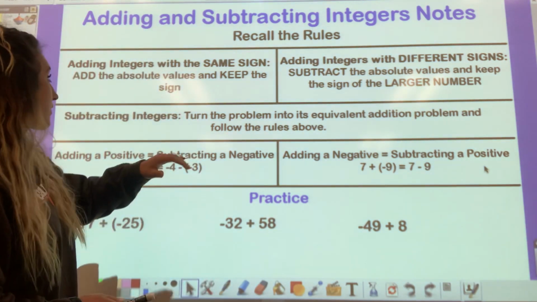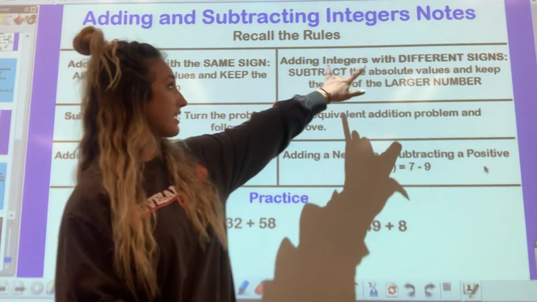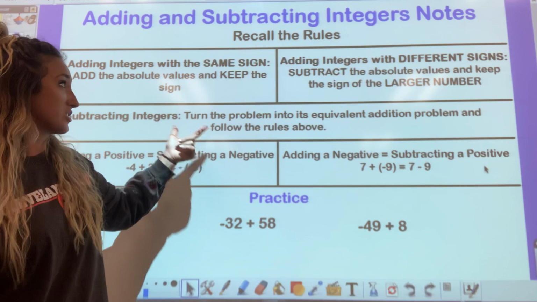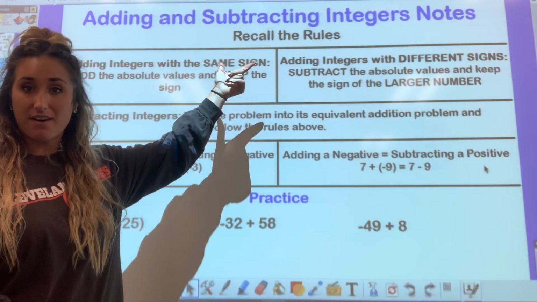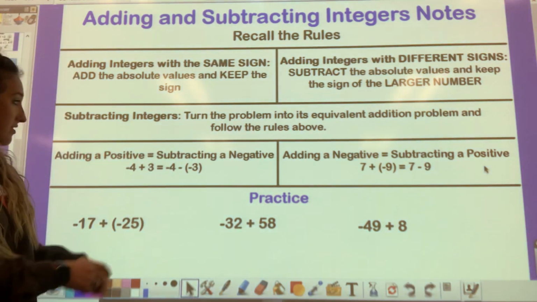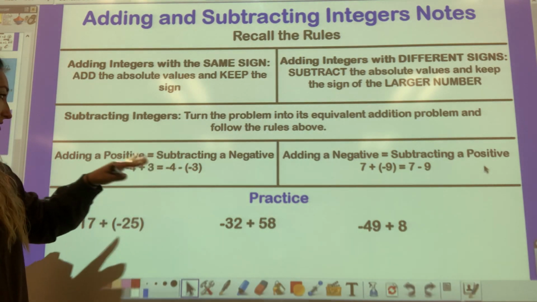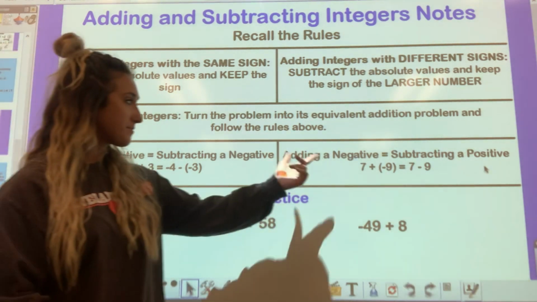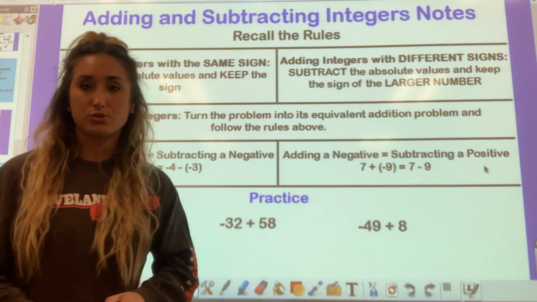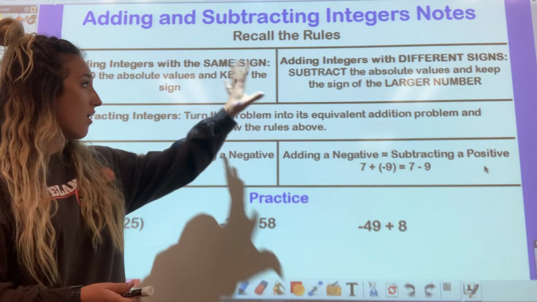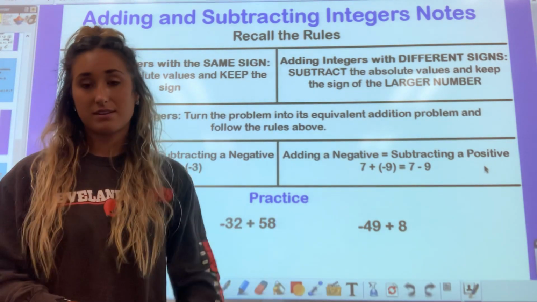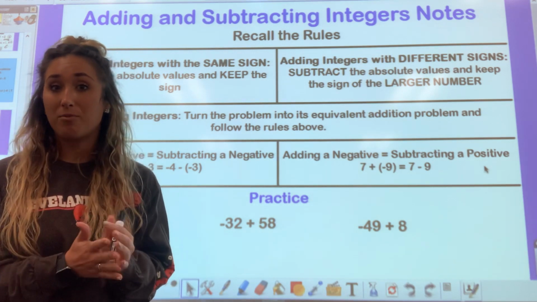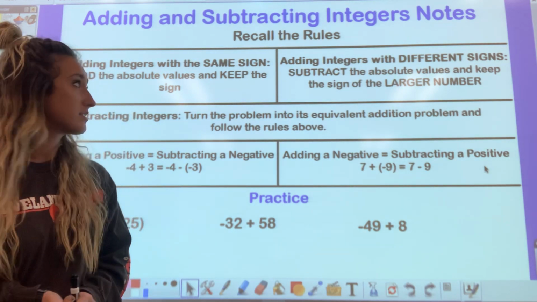So we have rules for adding integers with the same signs, adding integers with different signs, and subtracting integers. Really, it's just to turn it into adding integers, and then follow these. And then this is how we turn subtraction into addition. You know, adding a positive is the same as subtracting a negative. Adding a negative is the same as subtracting a positive. So again, all of these are the rules that we've come up with over the past few days, and they're going to be really important and helpful for when we are solving our problems.